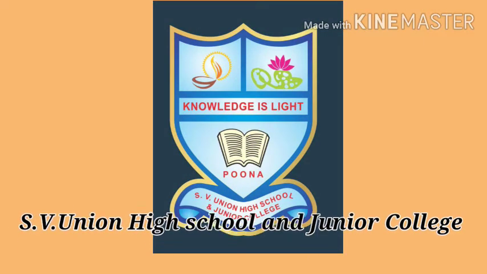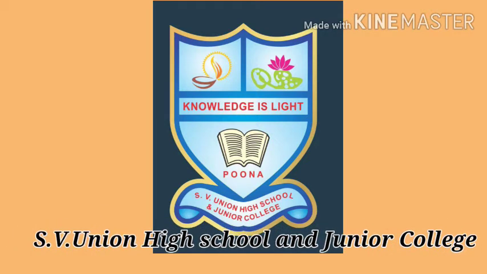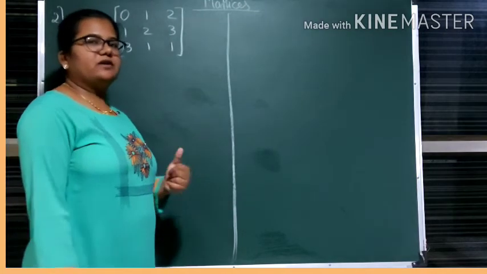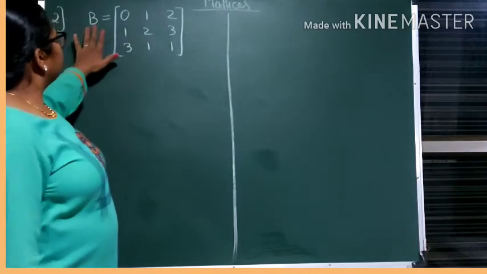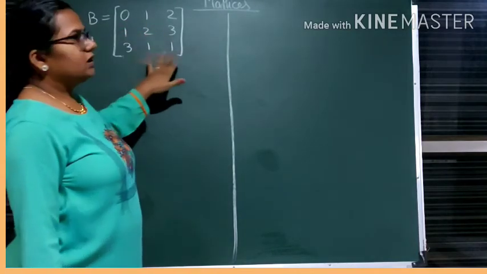Let us continue with the examples of finding the inverse of a matrix by elementary transformations. Now we have seen how to find the inverse of an order 2 matrix, but we will take one more example of an order 3 matrix. So the given matrix B is equal to 0, 1, 2, 1, 2, 3, 3, 1, 1.